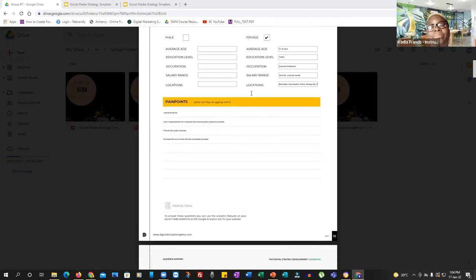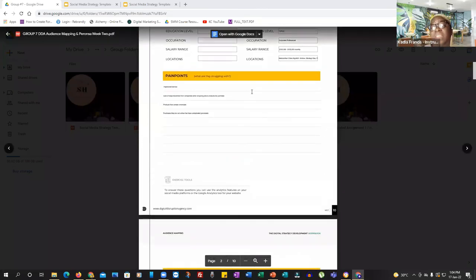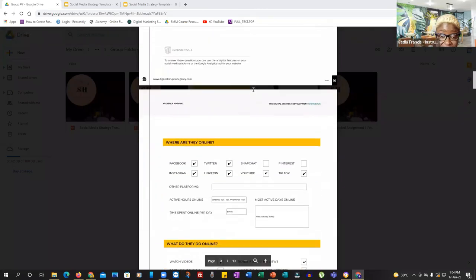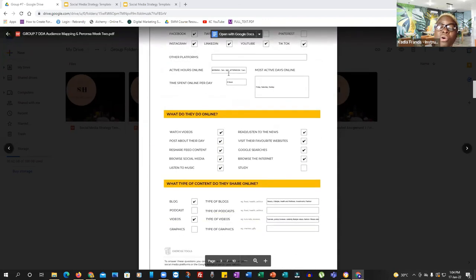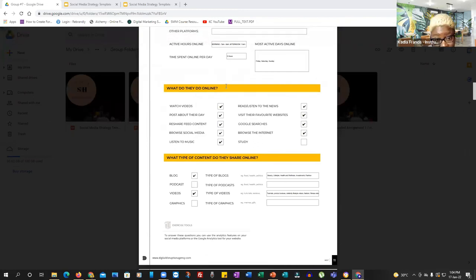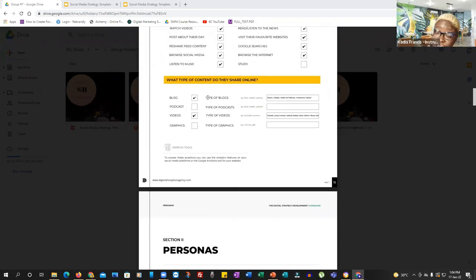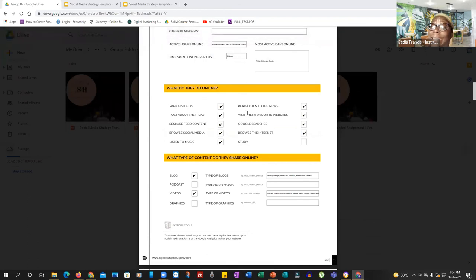Pain points: what is the problem this business or brand has that your product or service as a B2B company is solving? It could be that they have a problem with the messaging about their brand, or whatever, depending on the type of product or service that you're providing. Where are they online? Meaning, where online does this brand or business have a presence? You could put that there. When do they publish on their platforms? You could put that there. What do they do online could translate to what do they publish online, right? What type of content do they share online? This could also be what kind of content the brand interacts with online.